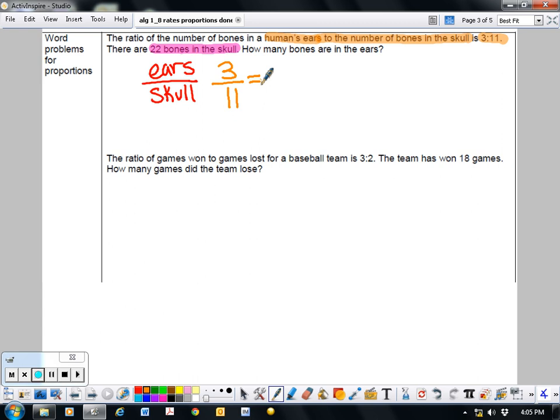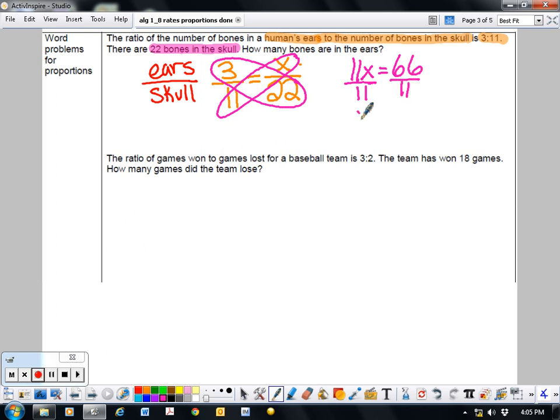So 22 is for the skull, so I put 22 on bottom. What I want to know is how many there are in the ears, so I'm going to put X up in ears. So that way this whole row right here corresponds to ears. This row here corresponds to skull. And it makes sure that you put the numbers in the correct place every single time. And then we're just solving. We cross multiply. 11 times x is equal to 3 times 22. I divide by 11. And x equals 6.